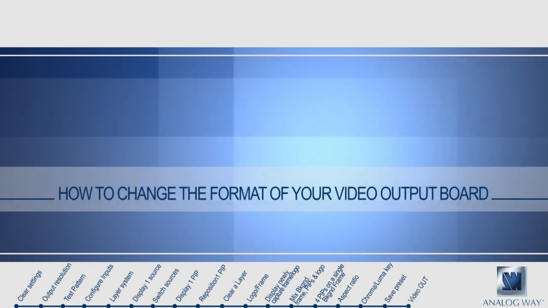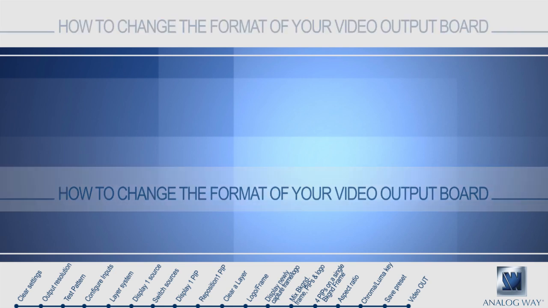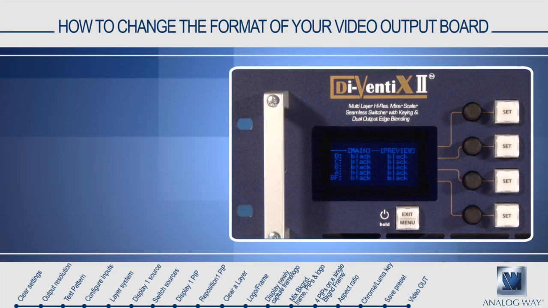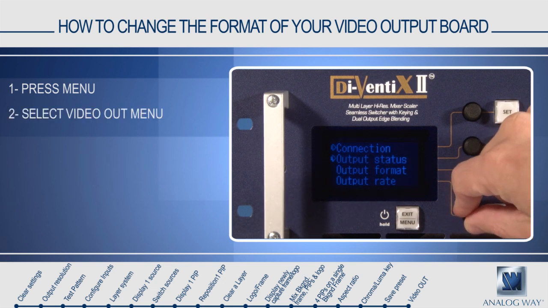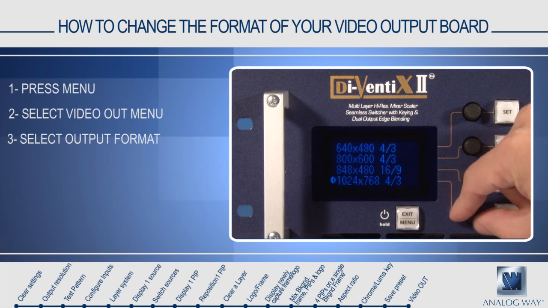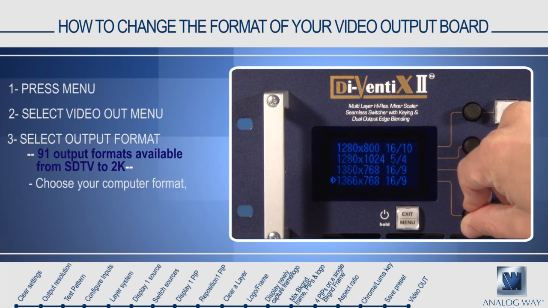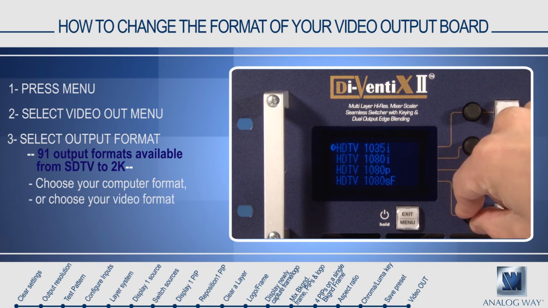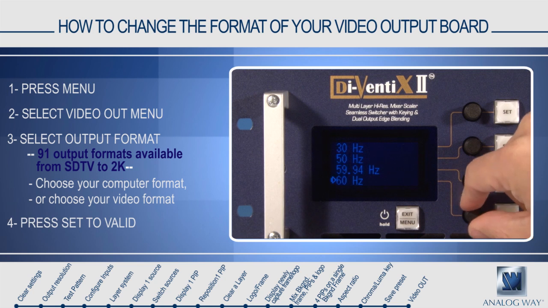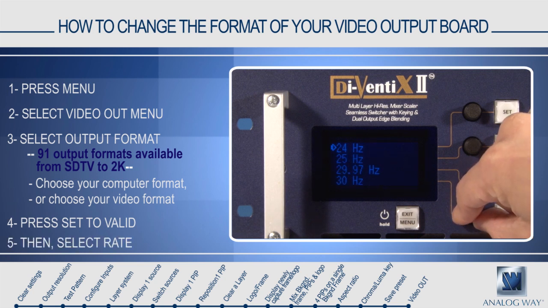How to adjust the format of your video output board. If your DVentiX II is equipped with the optional video output board, navigate in the menu to Video Out. Then select Output Format and choose from the 91 available output formats. You could choose a computer format, which will be available on the DVI plug, or a video format, which will be available on the other plugs. Select your output format and then choose from the available output rates for this format. Press Set to confirm your selection.